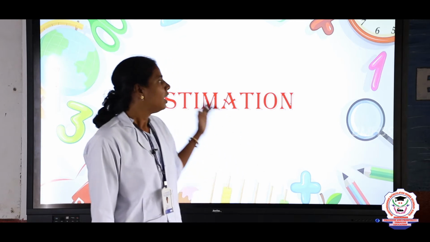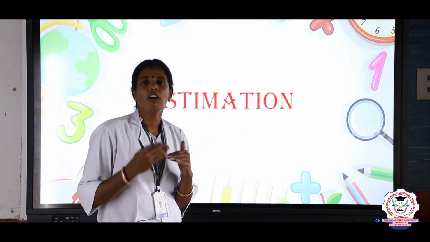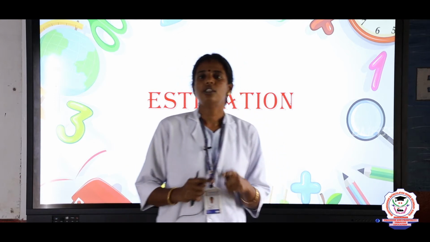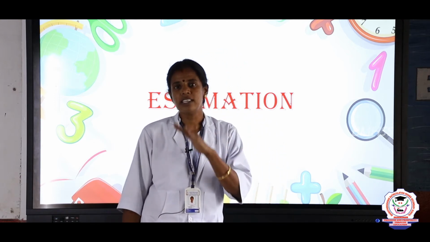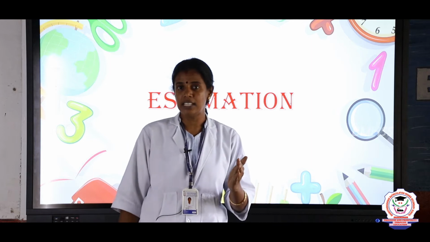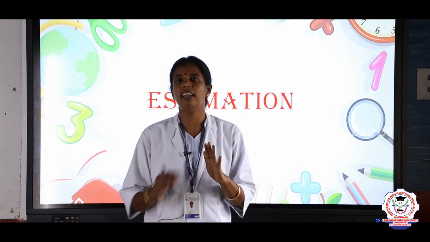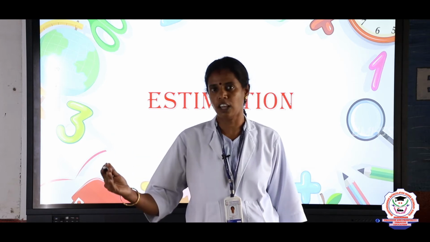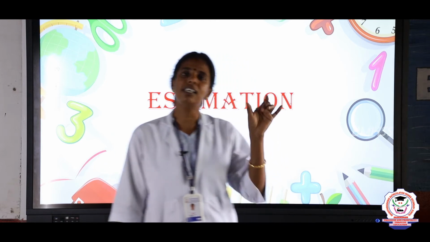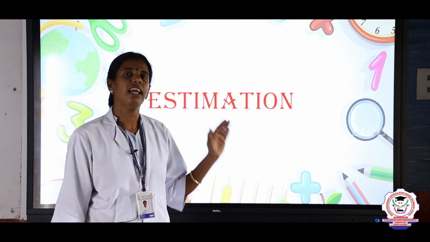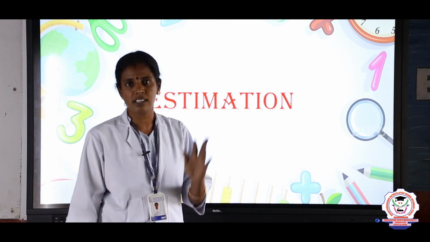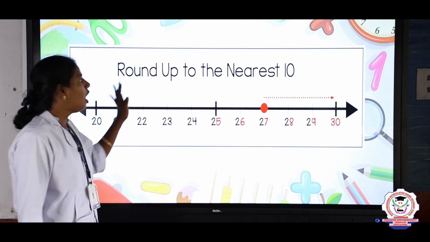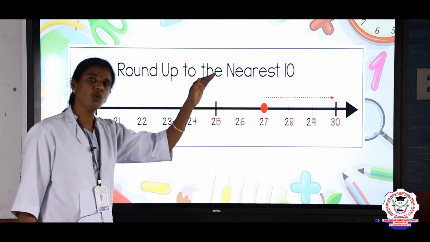Okay. So, in estimation we are going to round the numbers to the nearest tens, hundreds, and thousands. The first thing is how to estimate the number nearest to tens. If we are clear with that, then it will be easy for us to estimate the number nearest to hundreds and thousands. If we are clear with rounded off numbers, then it will be easy to use them in solving the exercise problems, right?